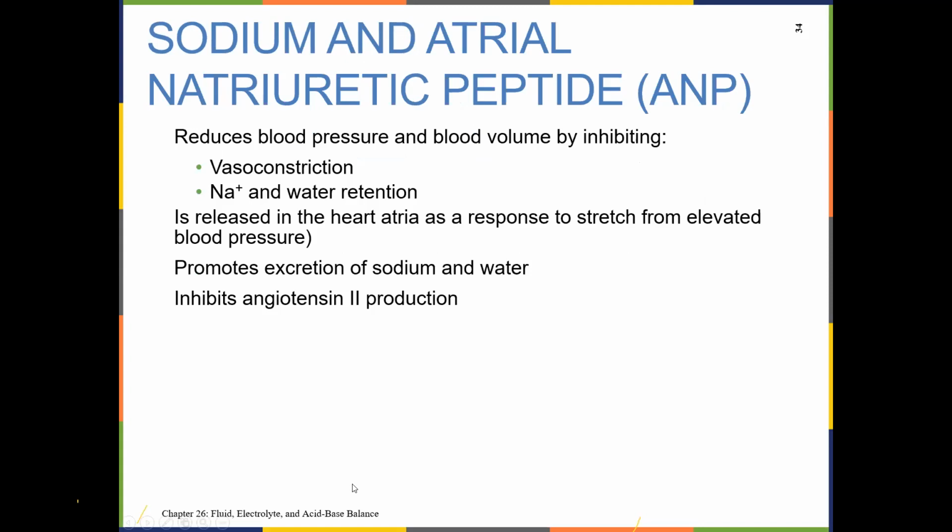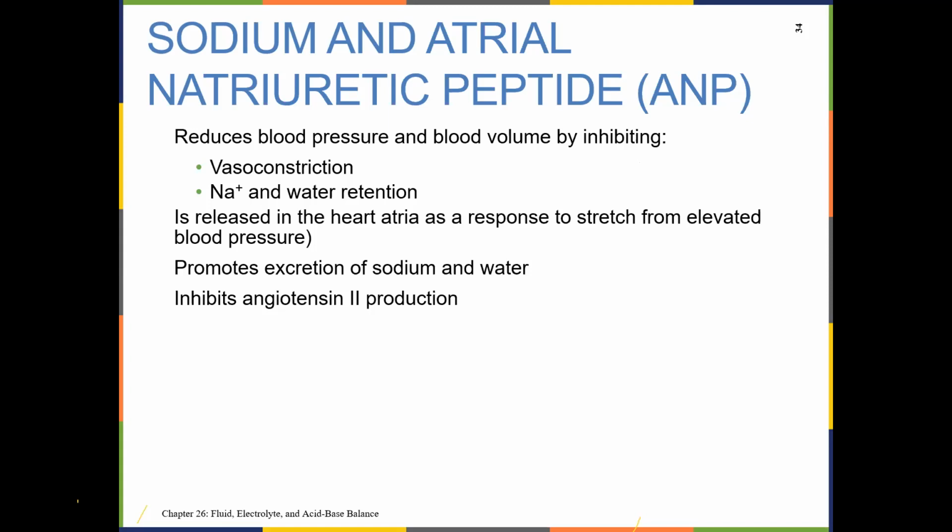ANP also plays a role here too. Good old ANP. ANP will block the formation of aldosterone. The atria get stretched. The atria don't like to stretch more than they're supposed to. We will get rid of more water and get rid of sodium. We will not make any aldosterone, and we will stop producing angiotensin II, which is a vasoconstrictor, which raises the pressure.